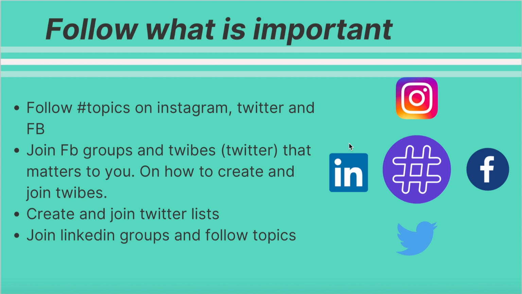You can also join Facebook groups and tribes. Tribes are the same thing as Facebook groups, but for Twitter. You can also create and join Twitter lists so that you can have in the same place all the tweets from people talking about a specific topic. So, for example, you want to know the trends on air pollution, so you can just create a list on air pollution and you can add the people that are talking about that.